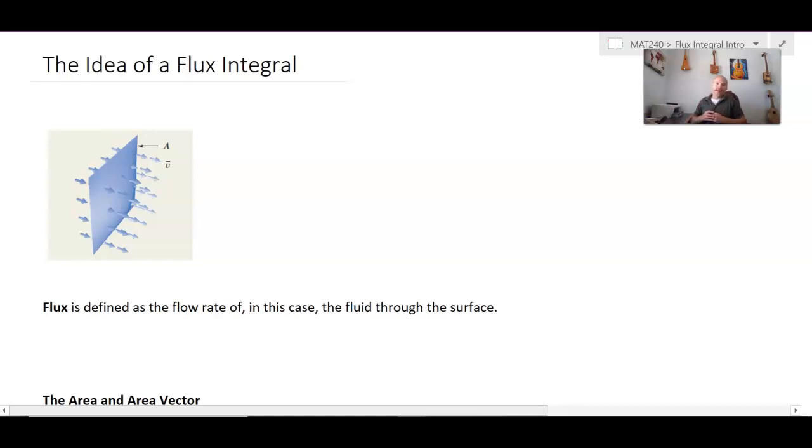So far in our content, we've been talking about this idea of line integrals. And a closely related concept is that of the flux integral. So in this video, I just want to provide a little bit of motivation for what the flux integral is and how we can begin thinking about it.